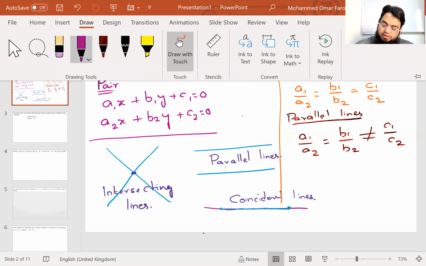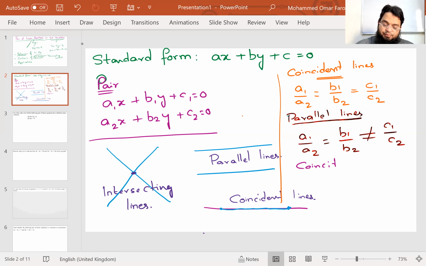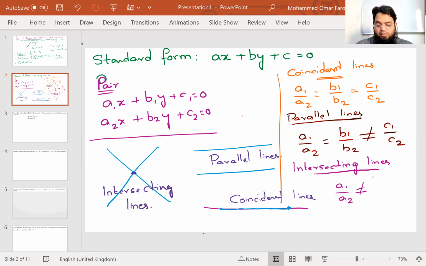It is coincident lines. So sorry, coincident lines is over. So what is the last one? It is intersecting lines. When two lines are intersecting, the ratio of coefficients of x and the ratio of coefficients of y are different. Why? Simple, the orientation of the lines is different, so therefore the ratio will also be not equal. A1 by A2 is not equal to B1 by B2.